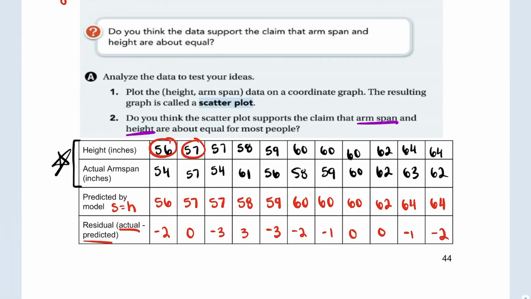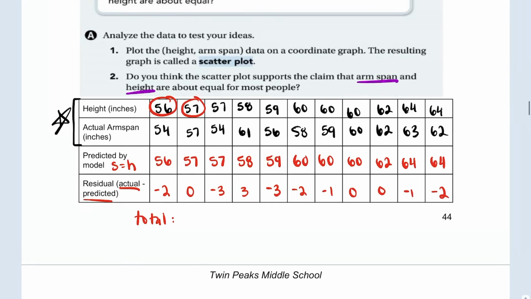Okay, now we're going to calculate a total error here. So we're going to go ahead and add up all of our residuals. Again, it's going to be different than your neighbor's most likely, and that's okay. So I have -2 plus -3, which is -5. Hope those cancel out, but then I'm at -5 still, -7, -8, -9, -10, -11. So my total error is around -11.